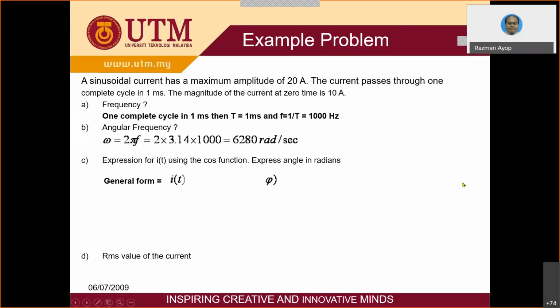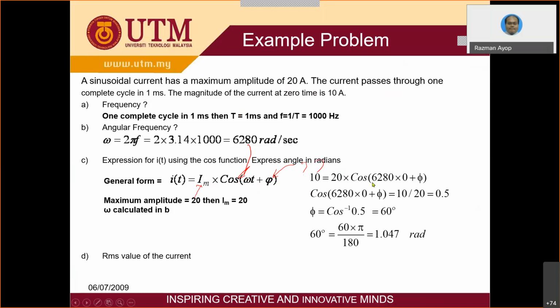Okay, this one I'll show you. So here is the general form: i(t) equals Im cos(ωt plus phase shift). The maximum is 20, I showed you before. ω you already calculated here. Then you need to find this. What is the phase shift? So just insert the value.